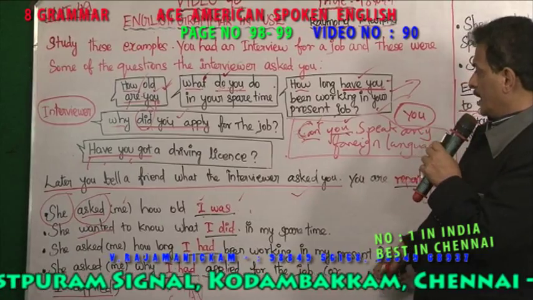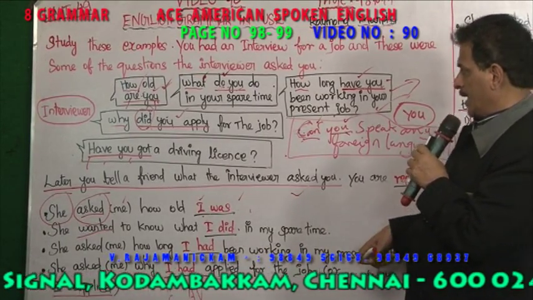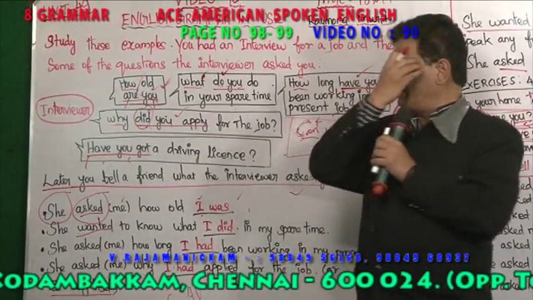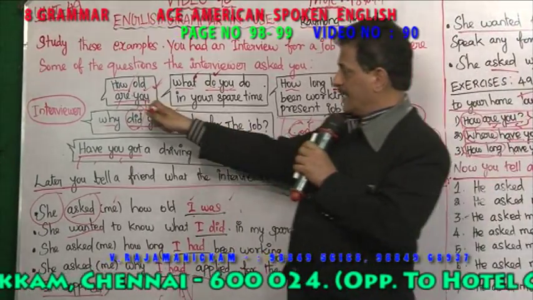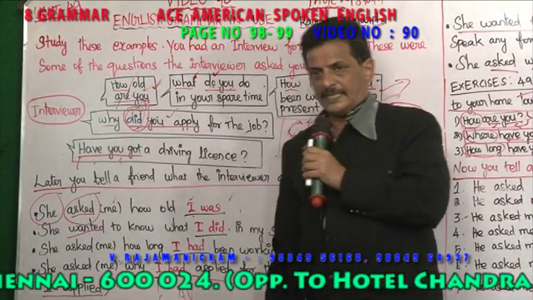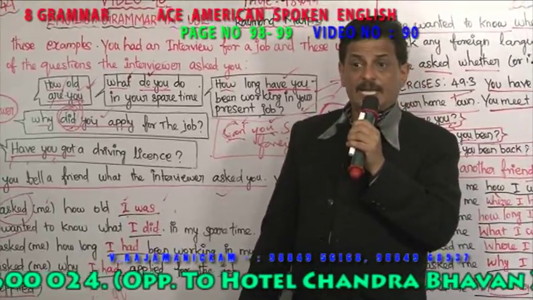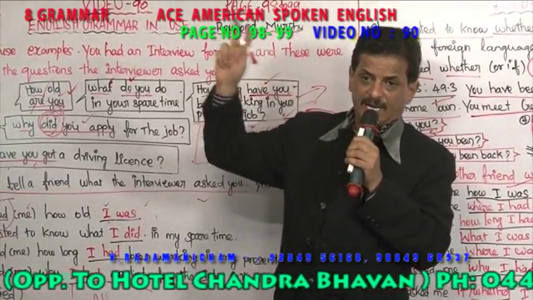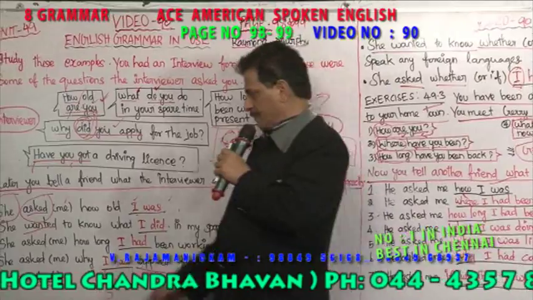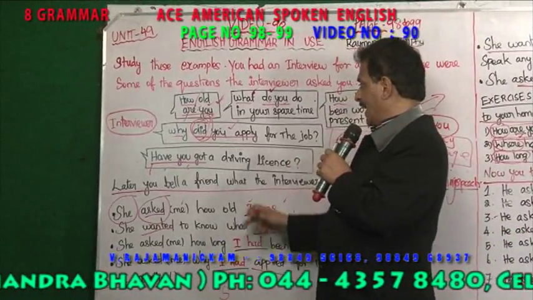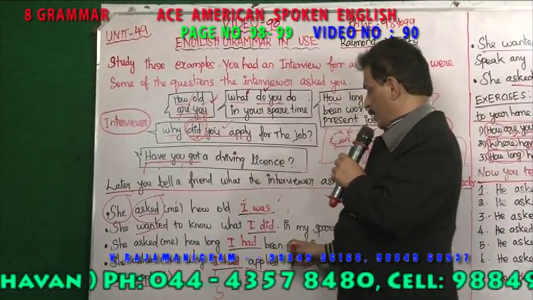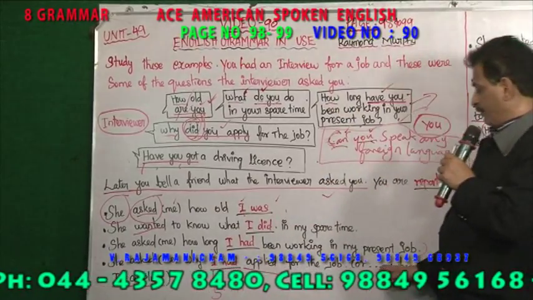நான்காவது கேள்வி, She asked me, why did you apply for the job? இந்த வேலைக்கு ஏன் விண்ணப்பித்தாய்? இறந்த காலத்தில் கேட்கிறார்கள், இறந்த காலத்தில் ஏன் விண்ணப்பித்தாய் என்பது ஏன் விண்ணப்பித்திருந்தாய் என்று வர வேண்டும், past perfect-இல் வர வேண்டும். She asked me why I had applied for the job. did you apply என்பது why I had applied என்று வருகிறது.